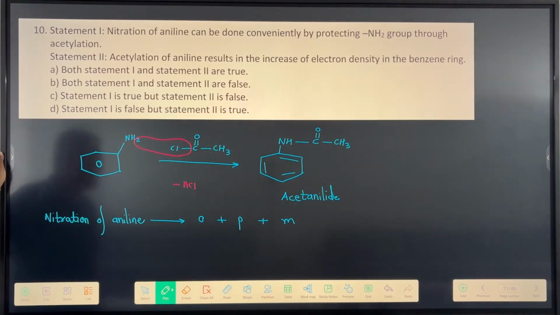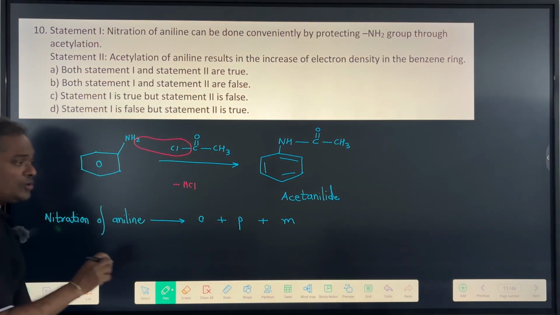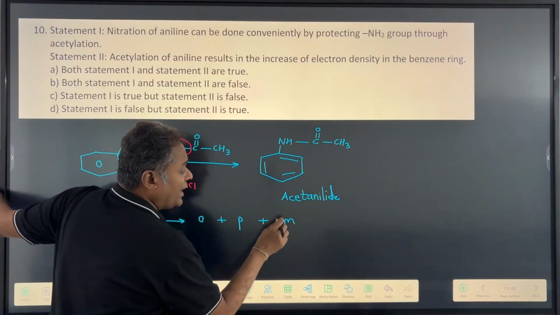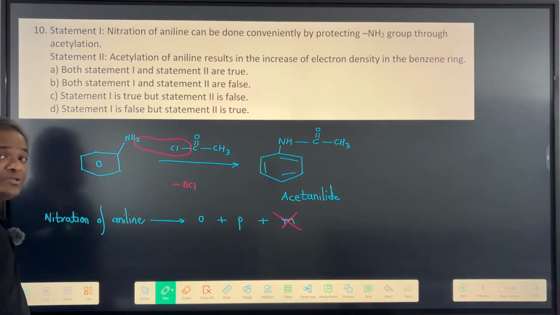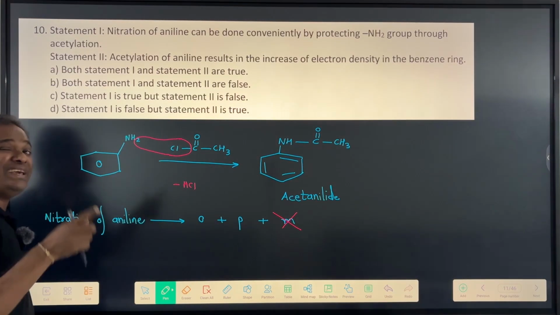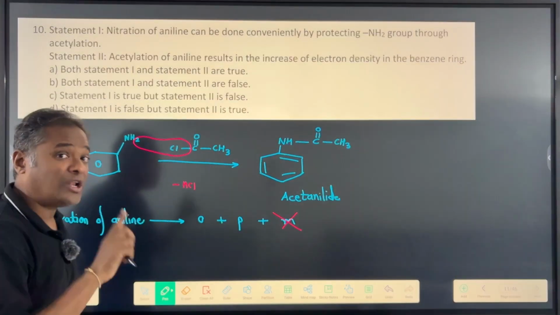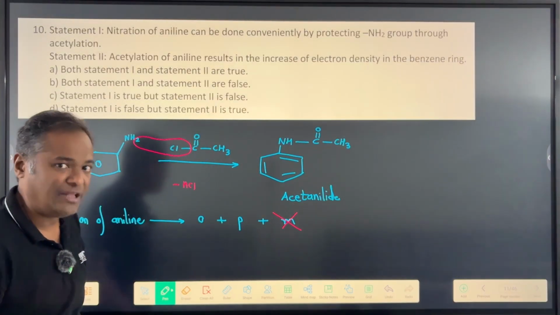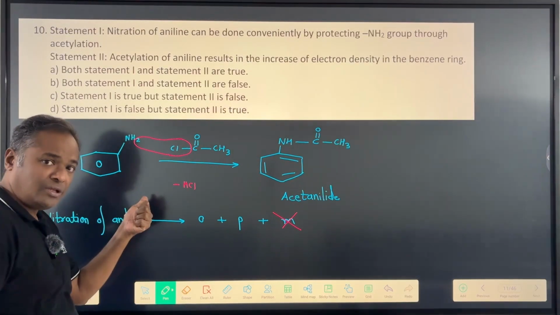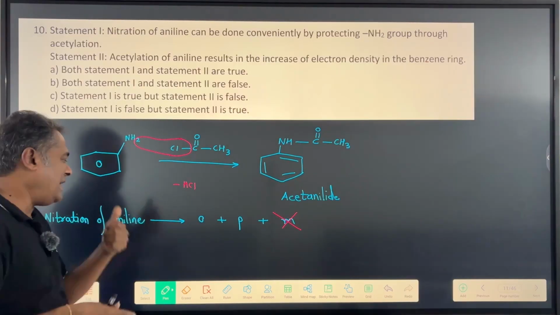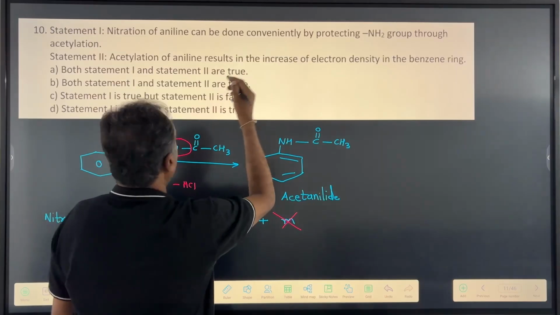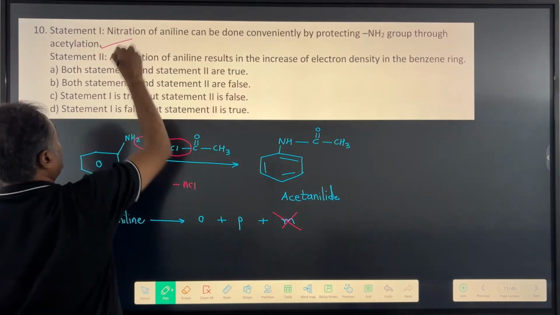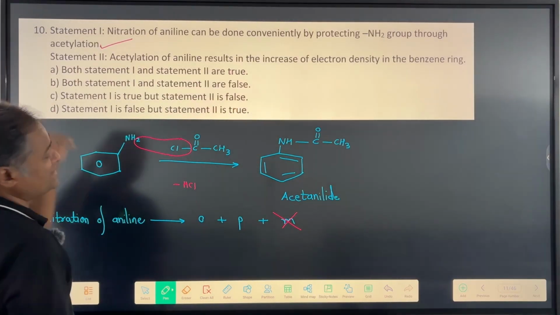Now the question is, suppose I don't want my meta product to be formed, then I need to do some modification, and hence what we do is we carry out not a nitration directly on aniline, we first carry out acetylation which will protect my amino group, and hence this step, statement number 1, is a correct statement. Now let us have the second statement.